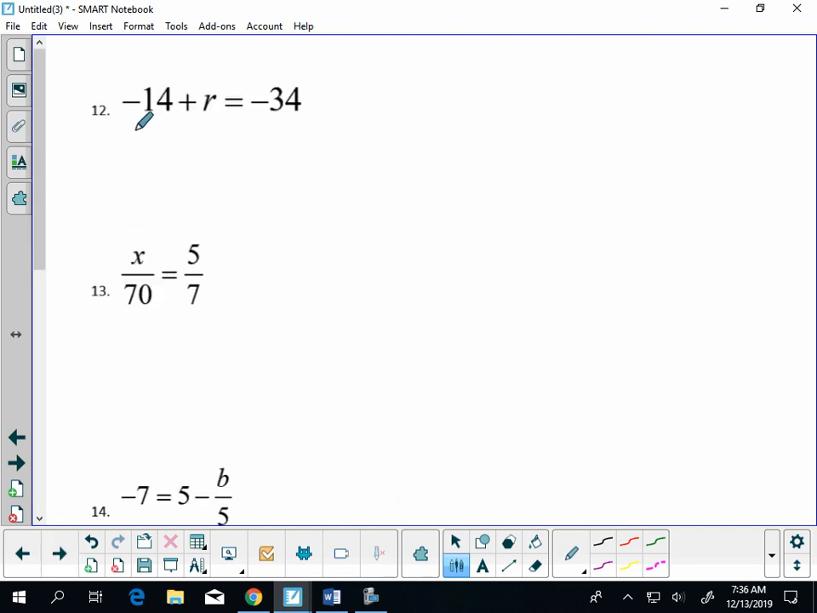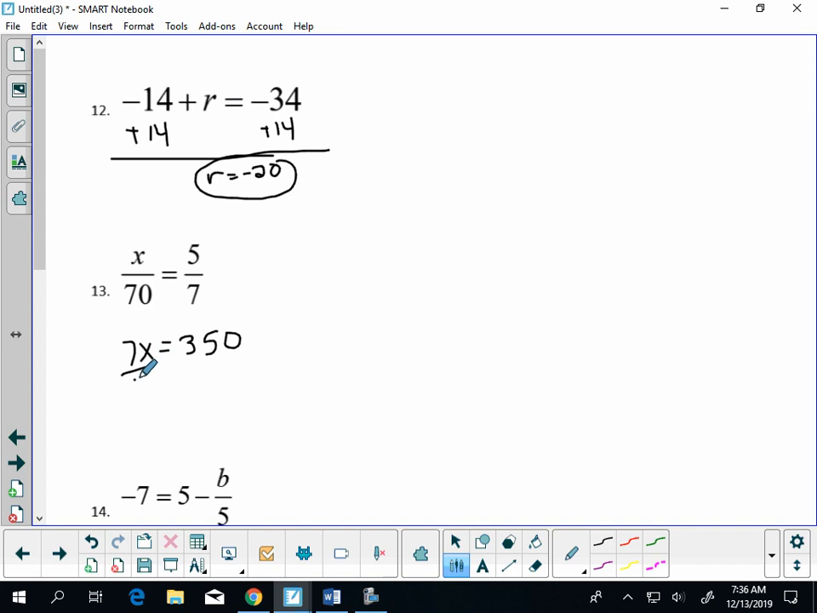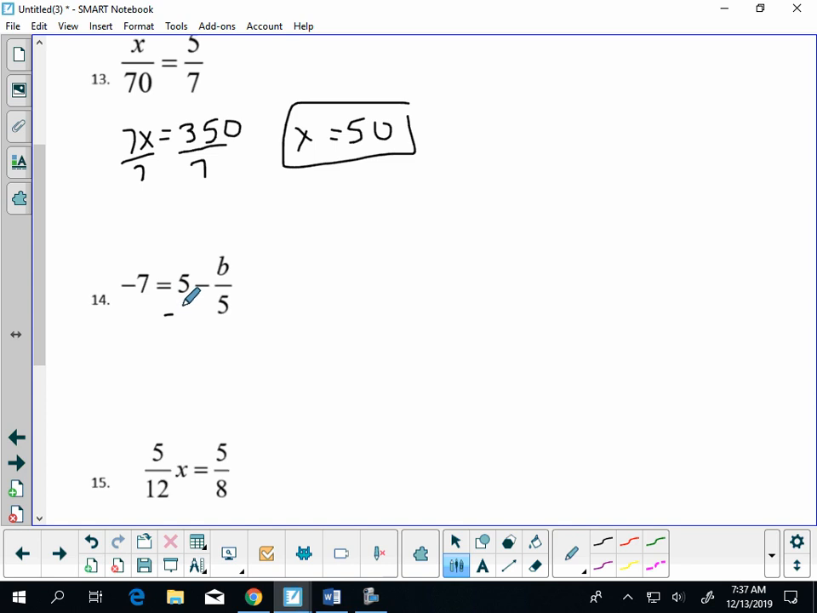All right, add 14. Bar equals negative 20. Cross multiply. 7x equals 350. Divide by 7. X equals 50. Minus 5.